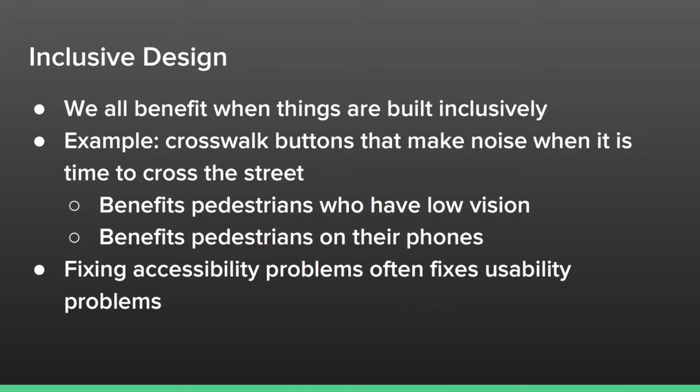An example that a friend in this room mentioned to me the other day was the crosswalk buttons that make noise when it's time to cross the street. So you can see the sign that shows the person or don't walk. But if you have low vision and you want to cross the street, you'll hit the button and it'll say time to cross, walk sign on. It'll just make a noise depending on what city you're in. And it would also benefit you if you're on your phone and you weren't paying attention. So fixing accessibility problems, making sure things are available in multiple formats, that's just going to fix a lot of usability problems and fix things for everyone.